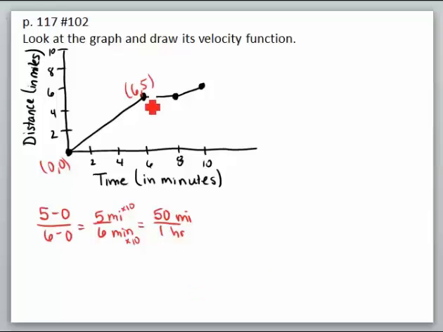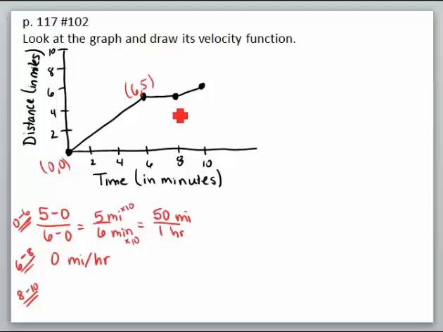Then what's happening from 6 to 8, that's pretty simple to see. The derivative, or the slope of that line, the slope of the tangent lines, is 0. So this is from 0 to 6, 50 miles per hour, and then from 6 to 8, we're going 0 miles per hour.